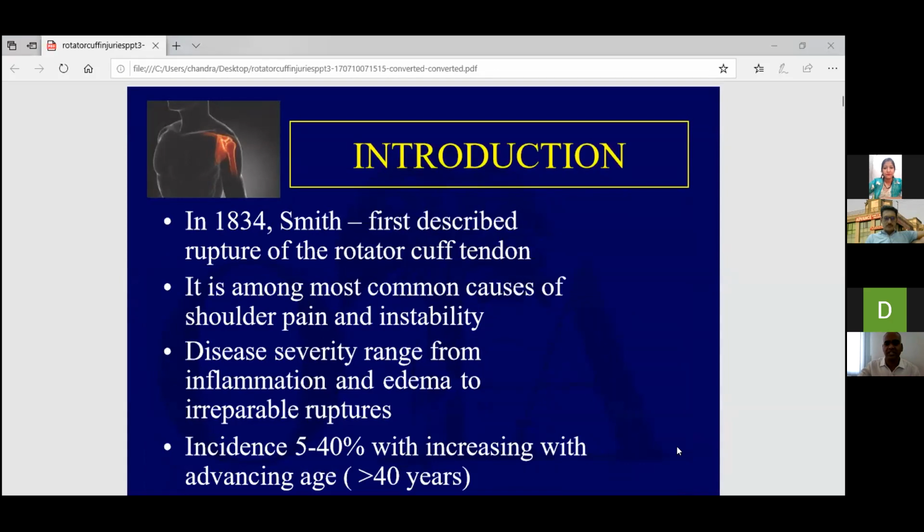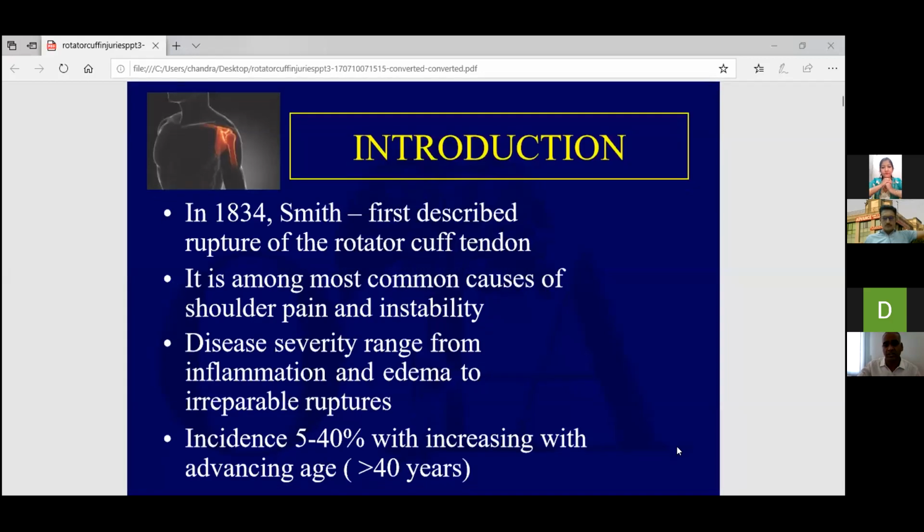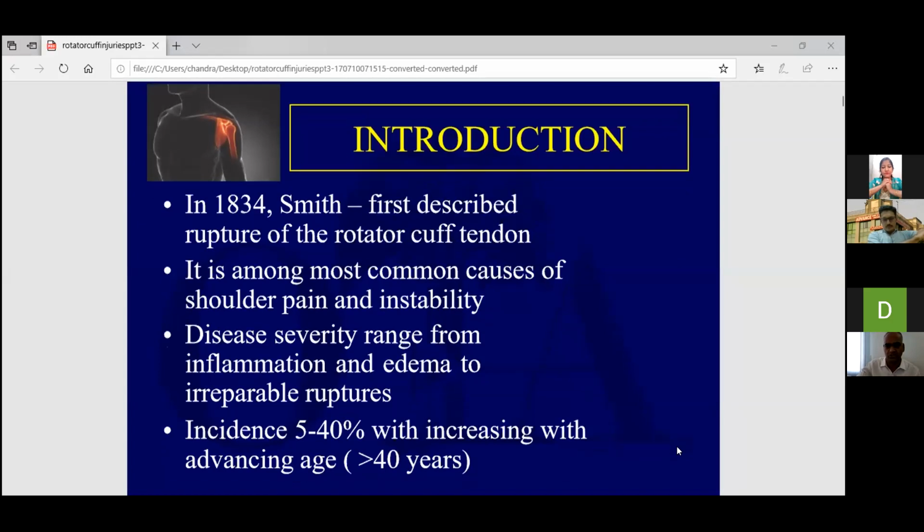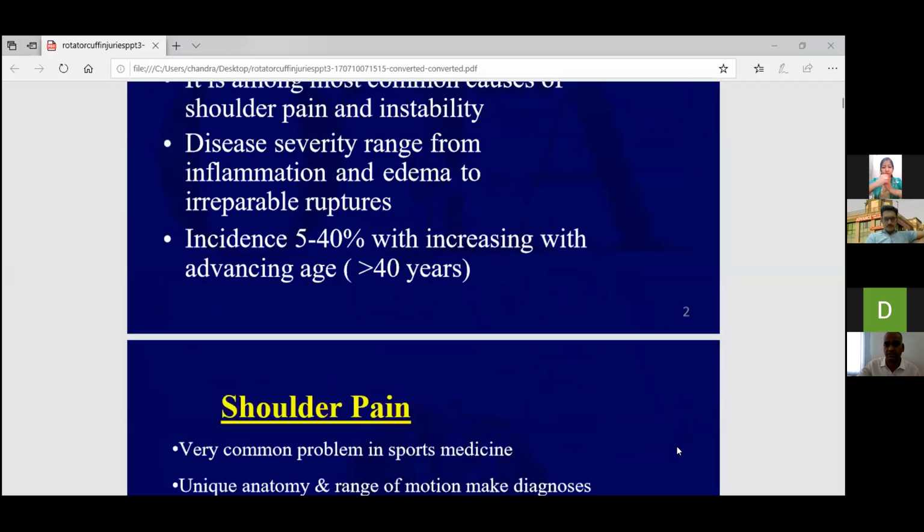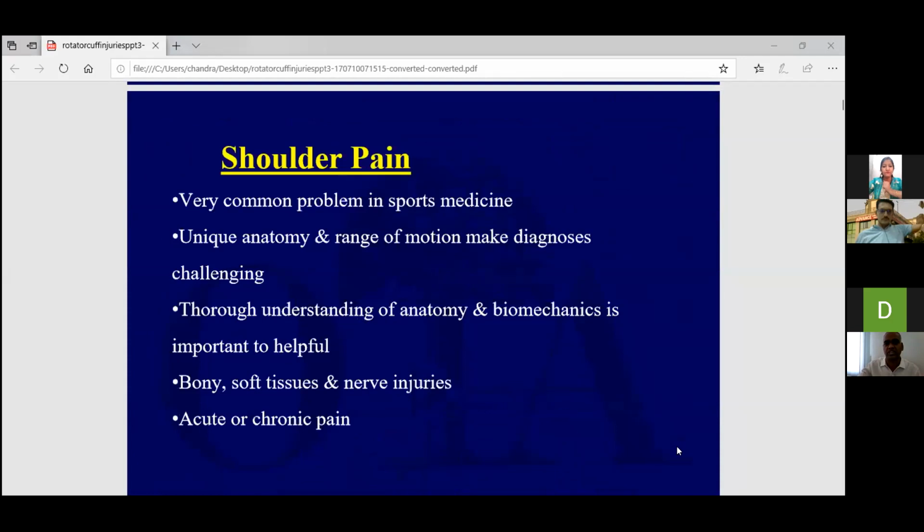Disease severity ranges from inflammation and edema to irreparable traumas and ruptures. Incidence is higher after the age of 40 years. It's 40% among all types of shoulder injury. It's a very common problem in sports medicine. Unique anatomy and range of motion also contribute to the rise in incidence of shoulder injury. A true understanding of anatomy and biomechanics is helpful.